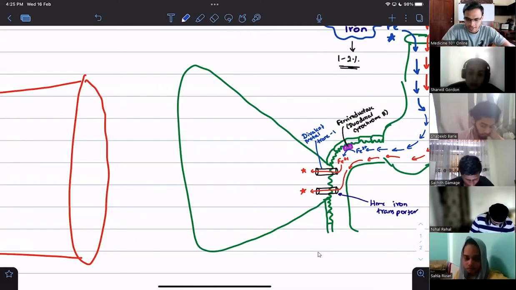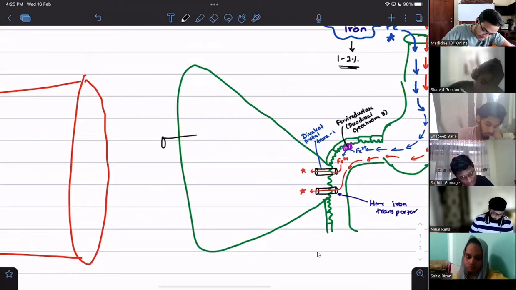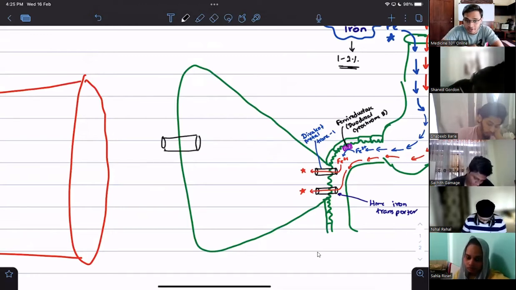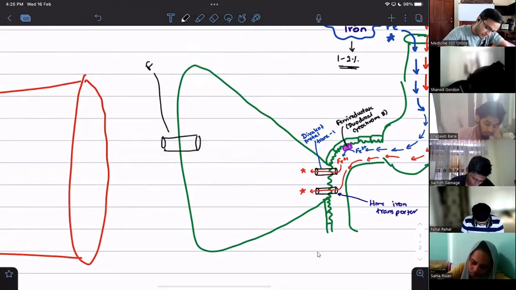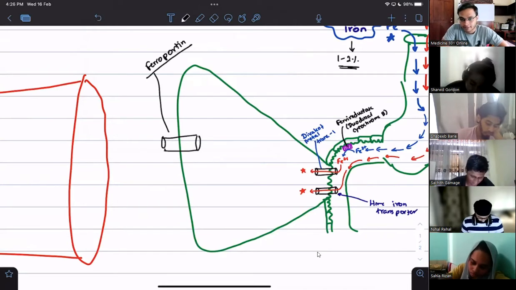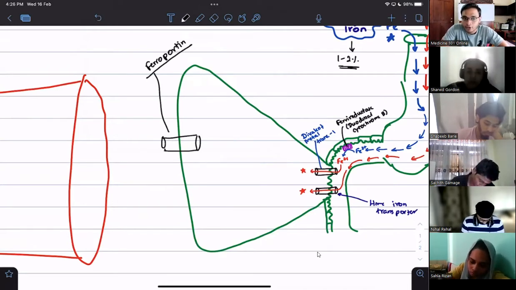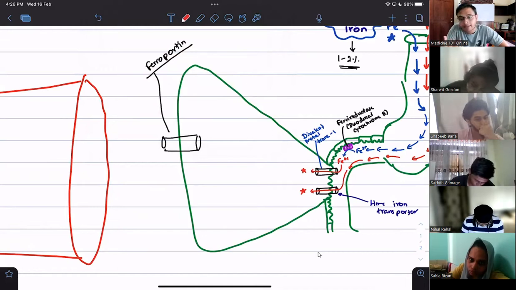For this purpose, guys, Fe2 plus has its own channel on the basolateral side. Here, on the basolateral side, there is another channel to transport this, right? This channel, guys, we call it ferroportin. Ferro, P-O-R-T-I-N, not protein, ferroportin, right? Ferroportin, okay?